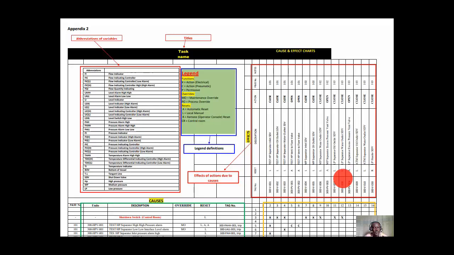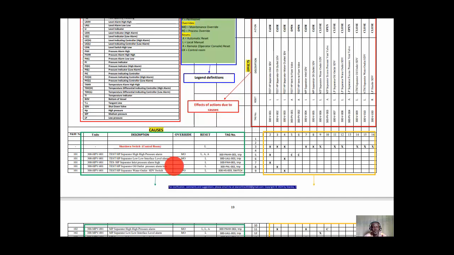Here is appendix 2, which gives us a detailed explanation of the cause and effect chart as designed. Abbreviations, like I said before. Then this is our legend. So we always have the task name here. Then we have the effect of the action due to the causes as represented here. This is our legend definition. We have the functions, the override, and the reset terms represented in our legend.